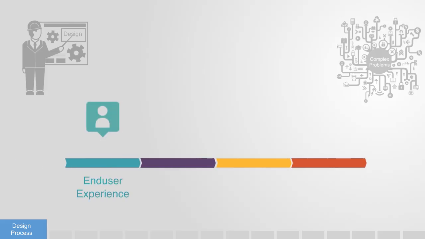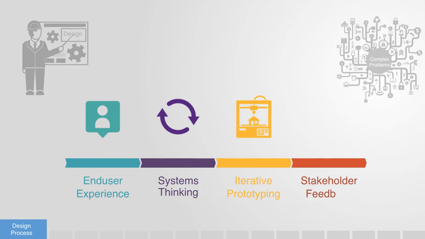Design thinking is a design process that enables us to solve complex problems. It combines deep end-user experience, systems thinking, iterative rapid prototyping, and multi-stakeholder feedback to guide us through the successive stages in our design.